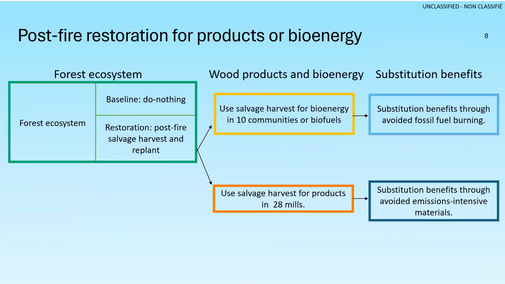So here's the way we set up the analysis. We have 3 different models. So we have a carbon budget model that looks at the forest ecosystem. We have another model that tracks the carbon and wood products. And then we have a third model that considers substitution benefits.